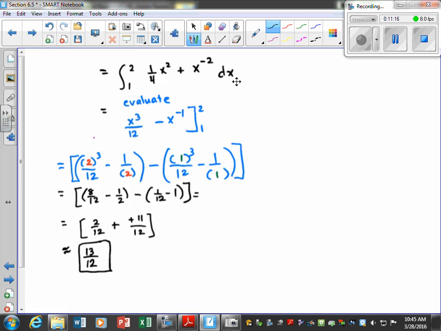Okay, so I just brought this to the next page. At this point, it's as simplified as it's going to get, and we're going to go ahead and evaluate. So we would just take the antiderivative and use the fundamental theorem of calculus to evaluate this. This just becomes x to the 3rd over 12. This becomes x to the negative 1 power, with the sign as shown. Evaluate that on the interval from 1 to 2. And then you will see right here where you can calculate that out.